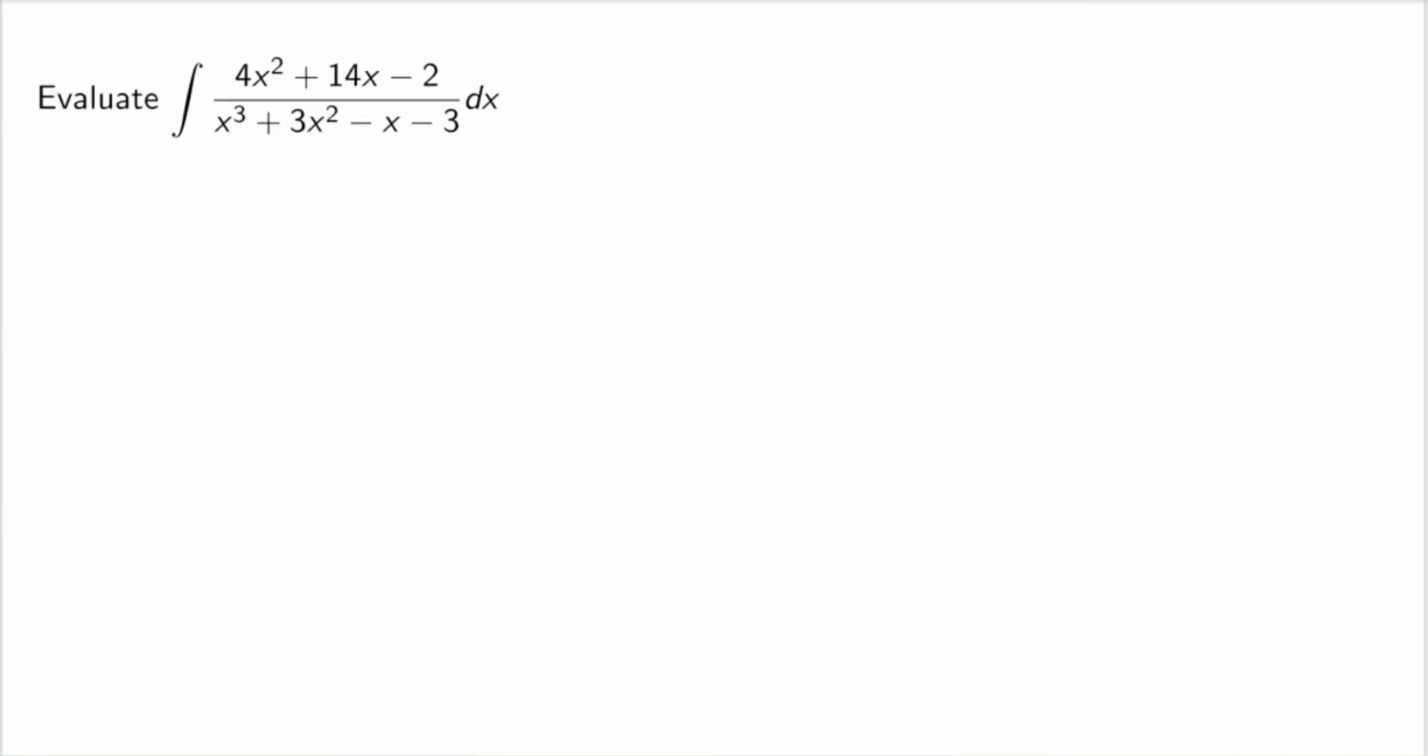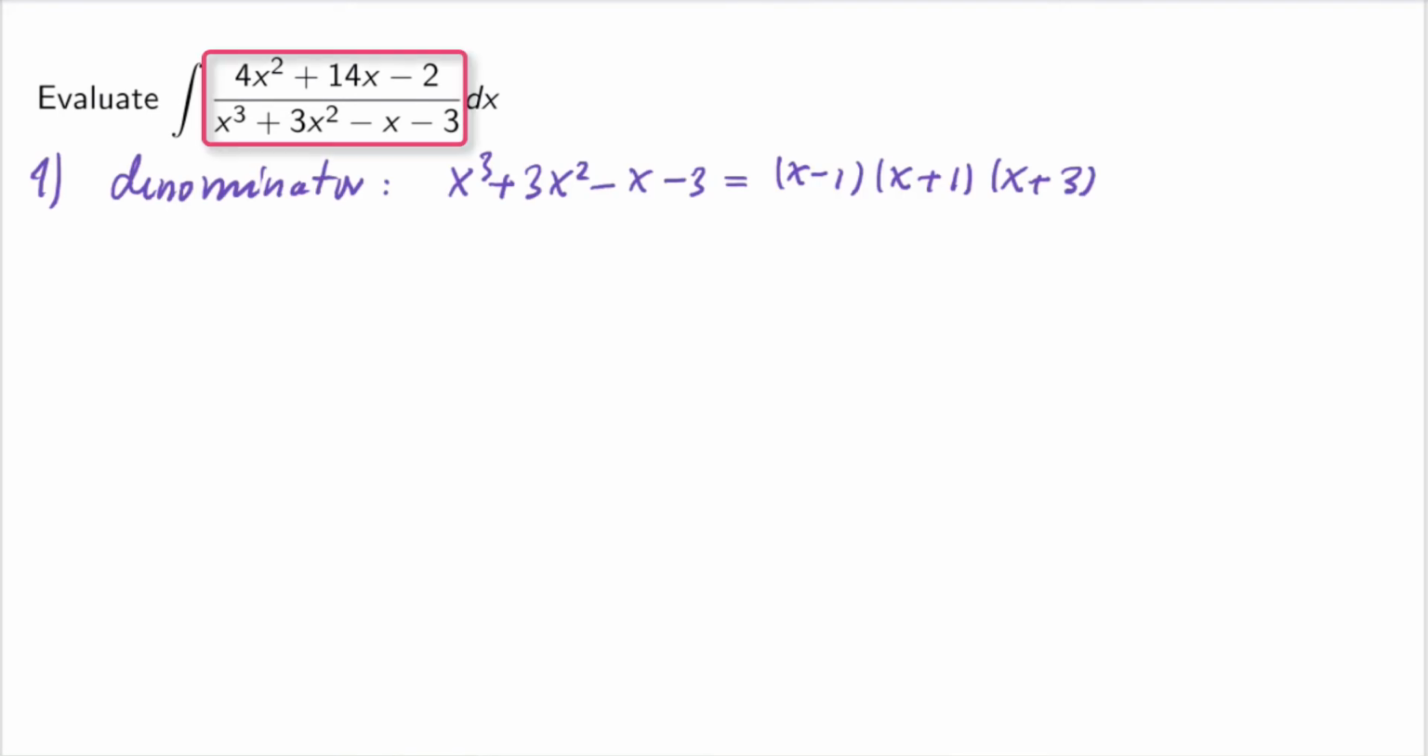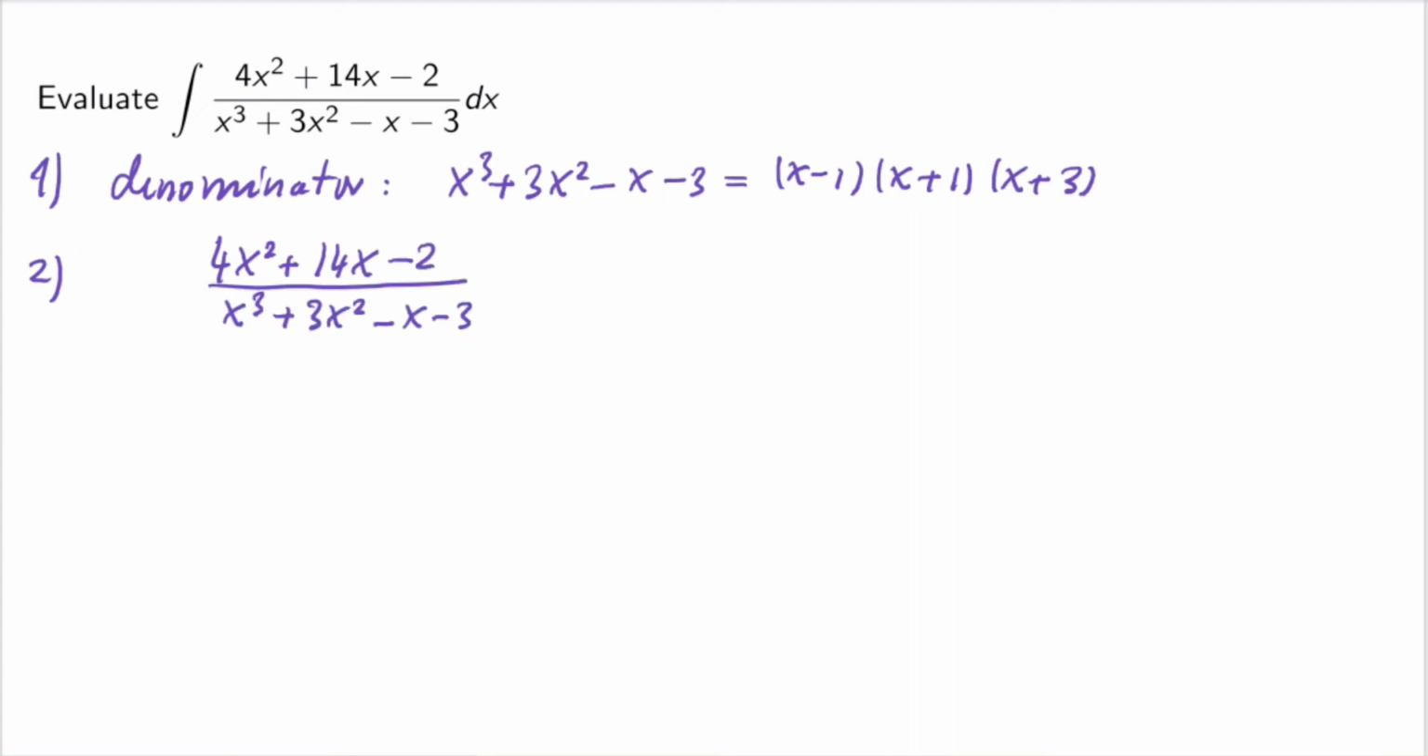So we're going to use it for evaluation of an integral. So what I do first, I look at the denominator and I write it as linear factors. And then I take the whole rational function, p divided by q, and write it as a sum of partial fractions. So that's the second step. I do 4x squared plus 14x minus 2 divided by x cubed plus 3x squared minus x minus 3. I want to write this to be a divided by the first factor, x minus 1, plus b divided by the second, x plus 1, and then plus c, and guess what? The third one.